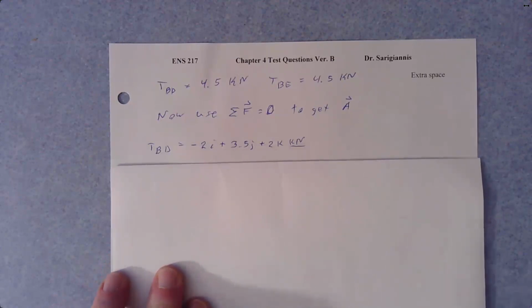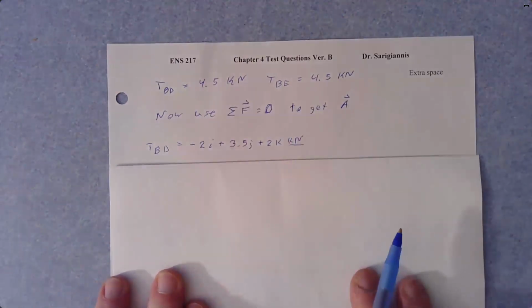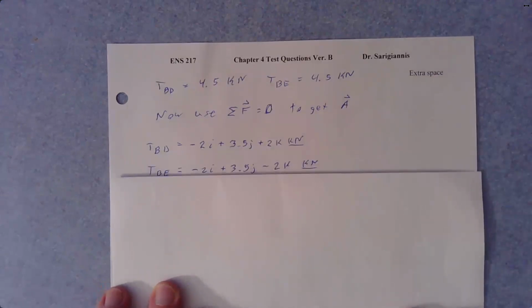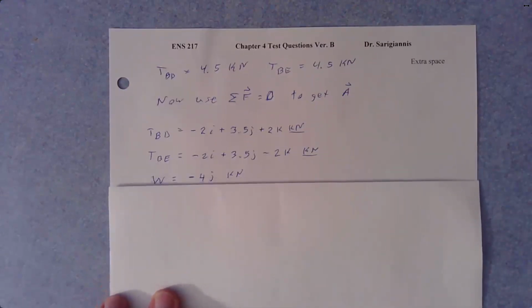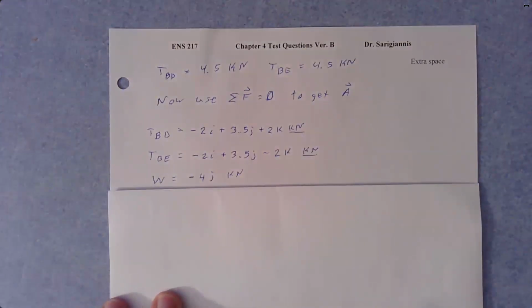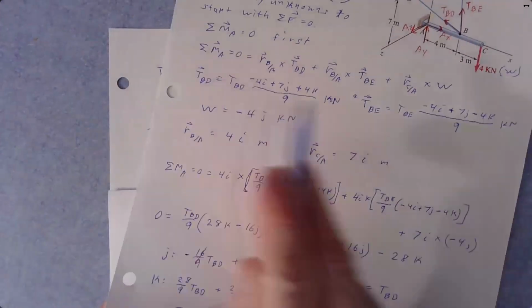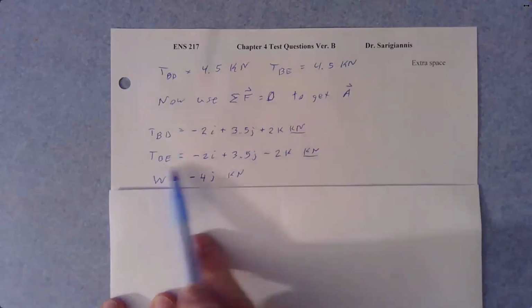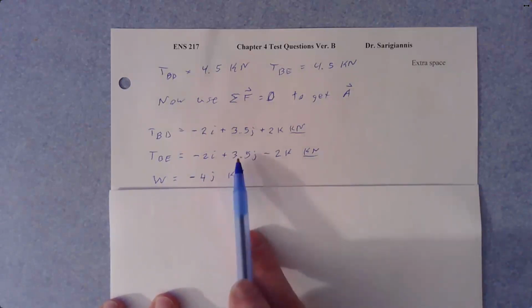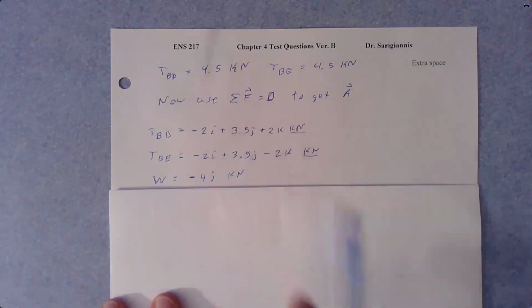So again, we plug our 4.5 kilonewtons into the TBD equation, right? This one right here. We'll wind up with the TBE equation, and then of course we have our weight equation. So again, plugging these values back into their vector form, replacing the magnitude of the tension vectors TBD and TBE, we'll wind up with vectors for the tension in the lines, right? Notice there's no unknowns in here now, right?